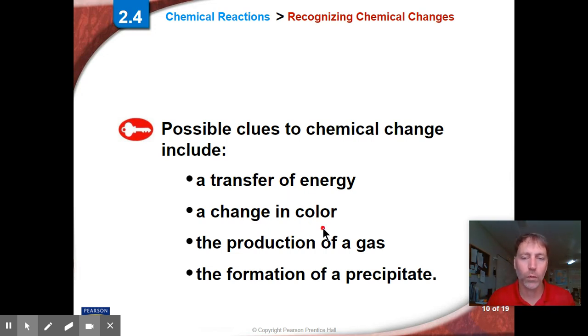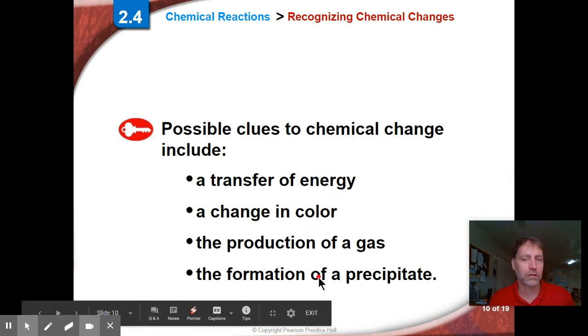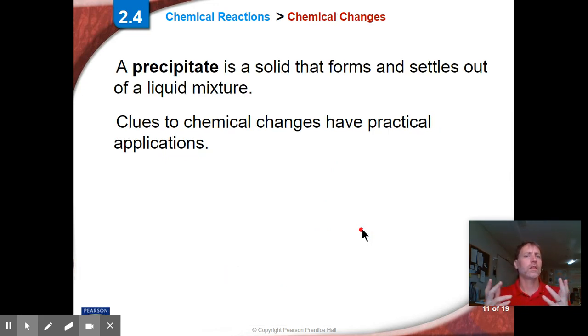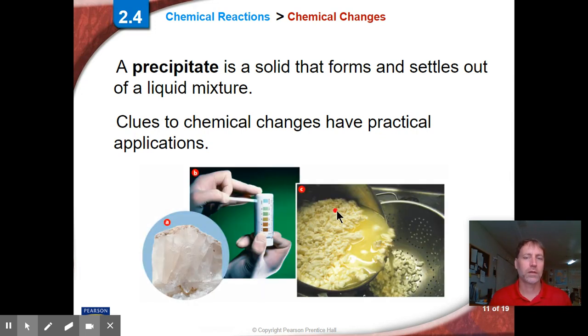Another thing is called a formation of a precipitate, a solid forming. You had two liquids, you mix them together, and suddenly there are some solids forming in the bottom of your beaker or the container that you're using. So it doesn't have to be all four of these, but it needs to be at least one of these. Several times you might see two or three, or maybe all of them. So a precipitate is a solid that forms and settles out.